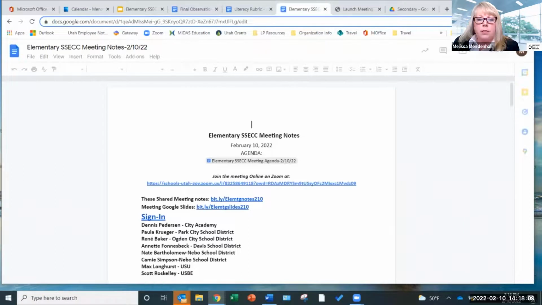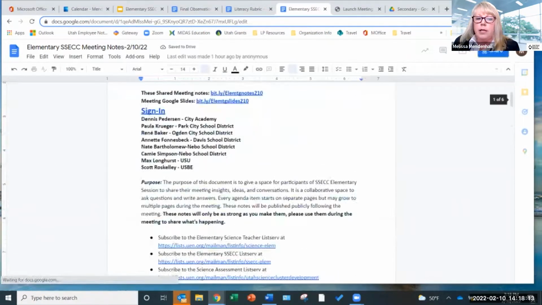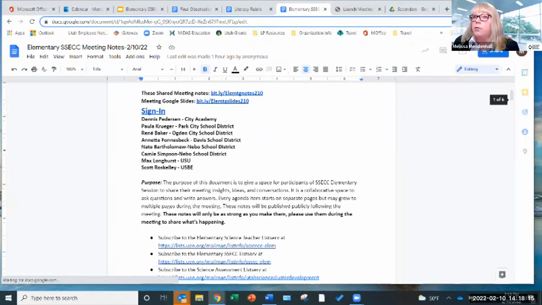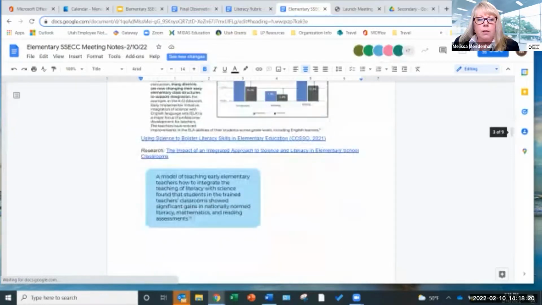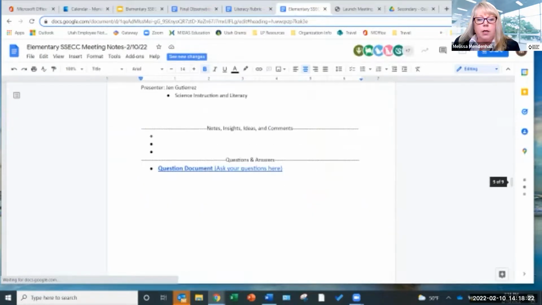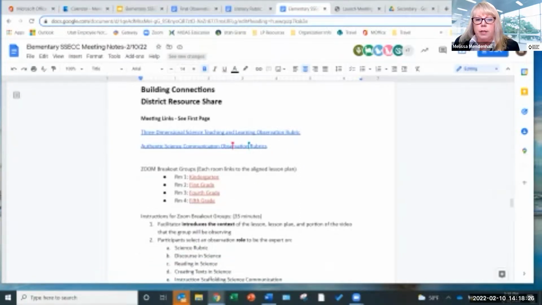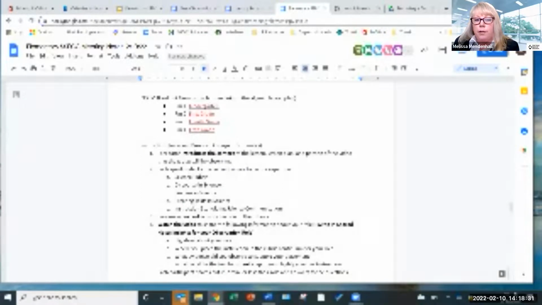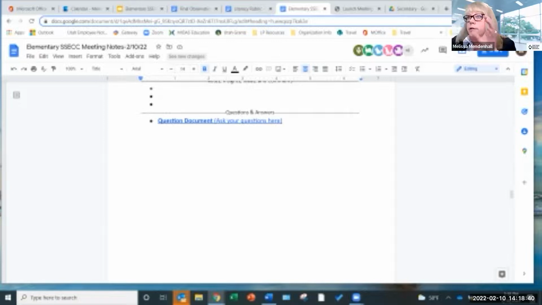you'll have all of these. Let's come down to, by the way, make sure that you've either signed in here or used the Google form, okay? So that we know who's here today. Down in our section on effective science instruction, you'll see here are the 2 rubrics. These are the breakout room options with the links that take you to either the folder or the lesson plan. Sometimes the lesson plan had some graphic organizers or something that went with it, so they're in a folder.